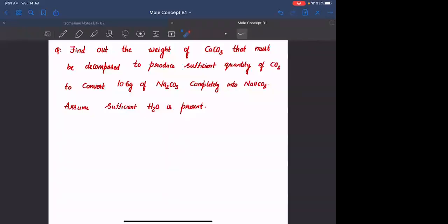Okay. For that, what do I need to do? I need to react that with sufficient quantity of CO2 in order to convert this into this, right? इसका मतलब क्या है? Na2CO3 must react with CO2. I need to have a reaction between these two, and I need to convert this into NaHCO3. So let us try to form the reaction.